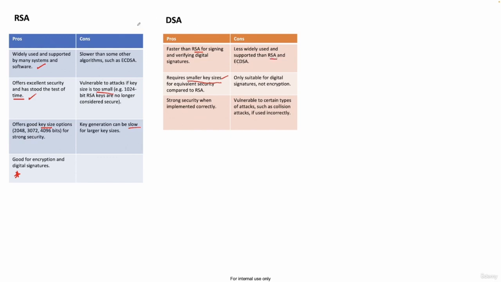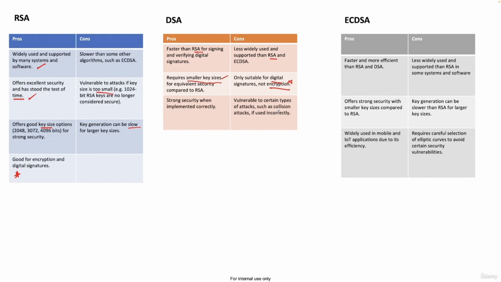Again, quite a comparison with RSA, it is only suitable for digital signatures, right? It is not suitable for encryption, because with encryption, you can use RSA, right? It's vulnerable to certain types of attacks such as collision attacks if used incorrectly. So very important, as I said, that you have the right key size and the right parameters so that you are not vulnerable to any attacks.